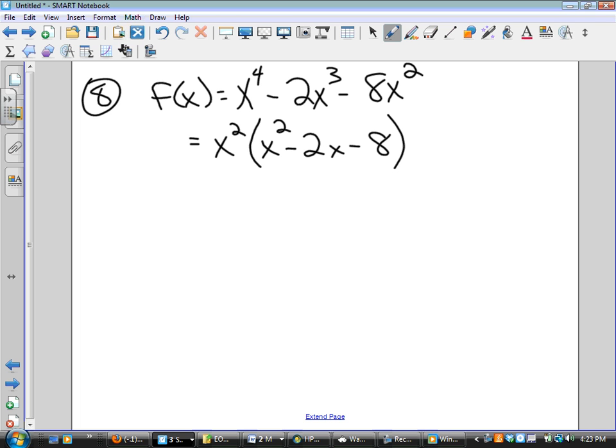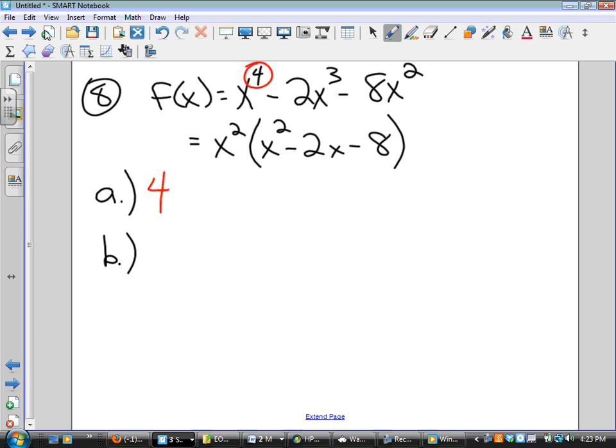Okay, so then the first question says, what are the maximum number of x-intercepts? So the maximum number of x-intercepts is always equal to the degree of the polynomial. And in this situation, the degree of our polynomial is 4, so the maximum number of x-intercepts has to be 4. Okay, for part B, B says find the actual x and y intercepts.